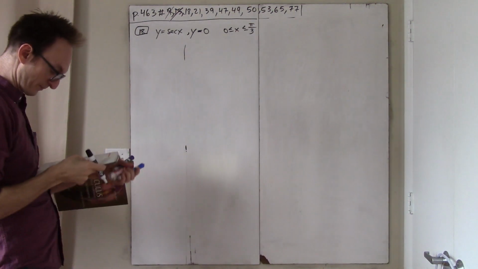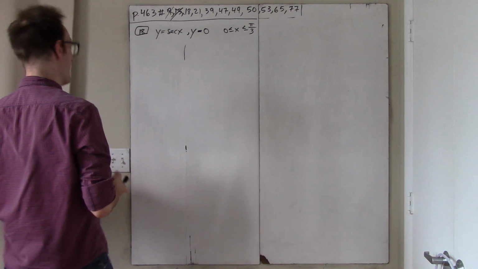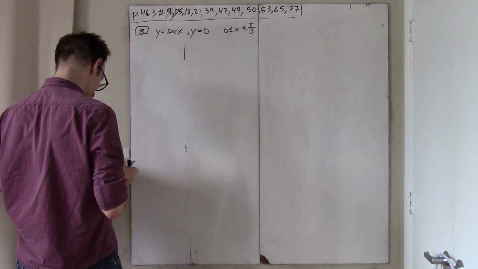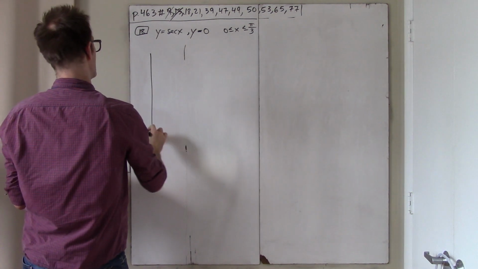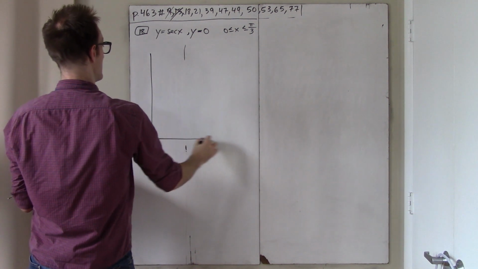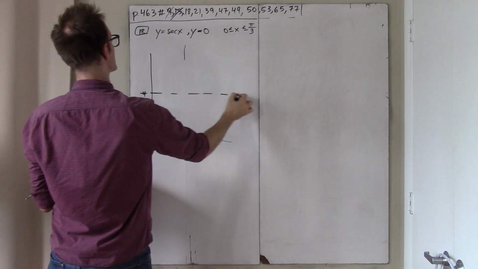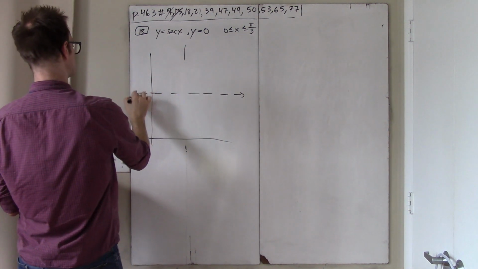0 to pi over 3. Okay, well, I guess I can just graph secant, and then I'm rotating this about the line y equals 4. Okay, well, I better then space out my board. So if that's 4, then that's the line y equals 4.